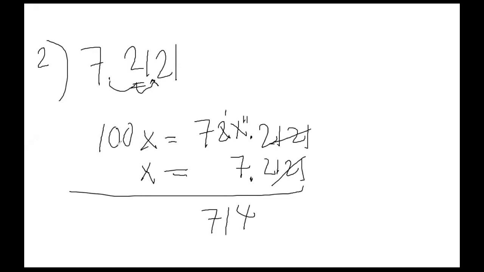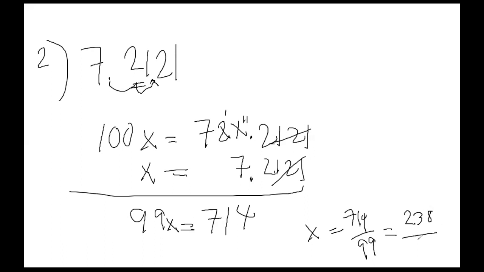Okay, so 100x minus x, 99x is equal to 714 over 99. Or if we divide this by 3, tama, di ba? Divisible siya by 3, that would be 238 over 33. Okay, that's our final answer. Sige, number 3. Okay na ba? May question dito? Baka ma-delete ko na naman. Okay, next is number 3.